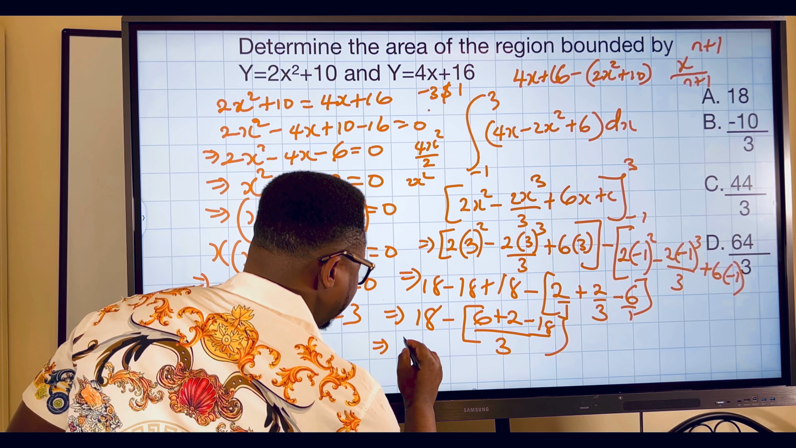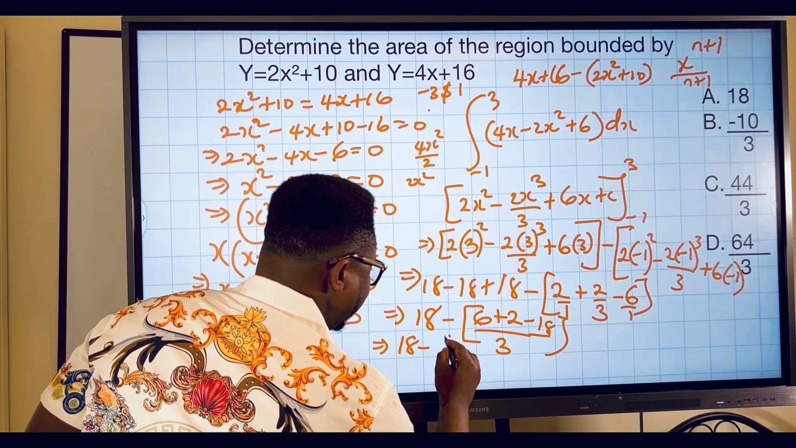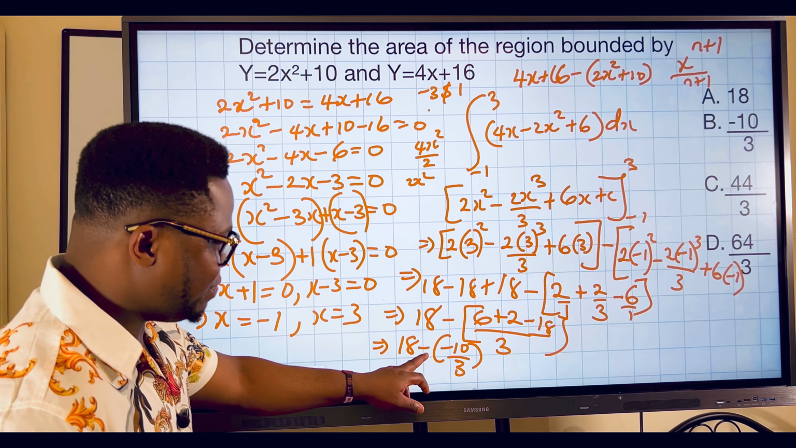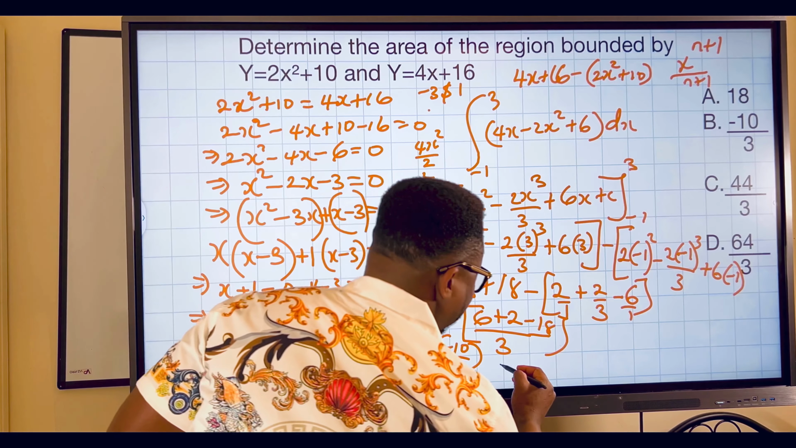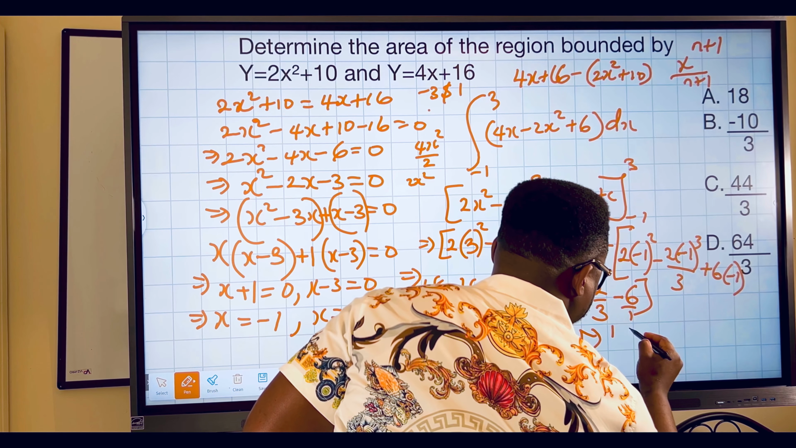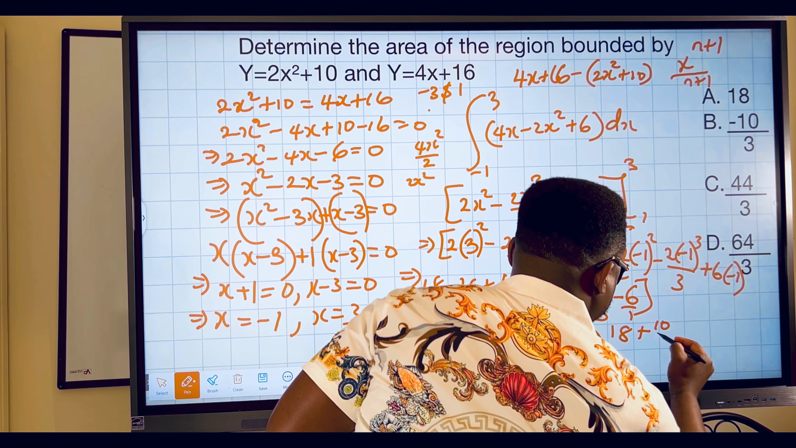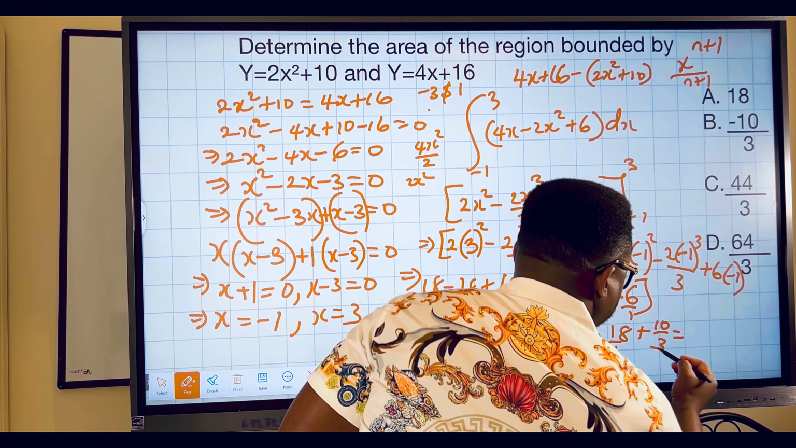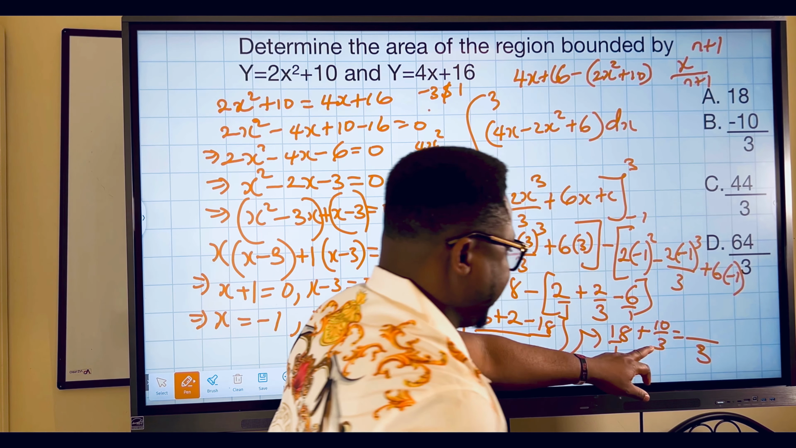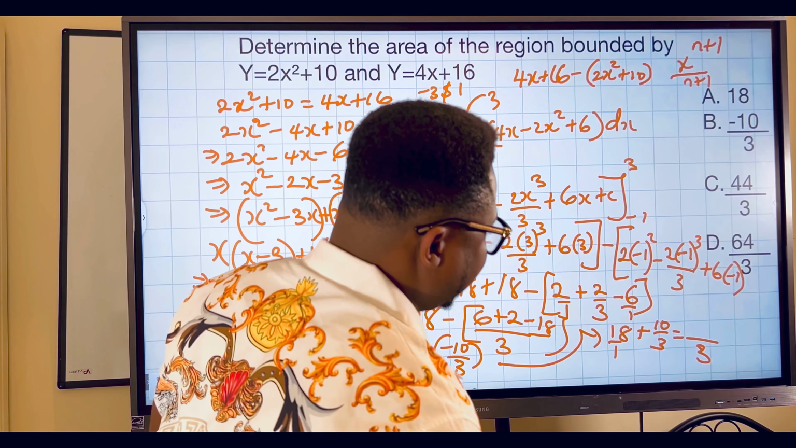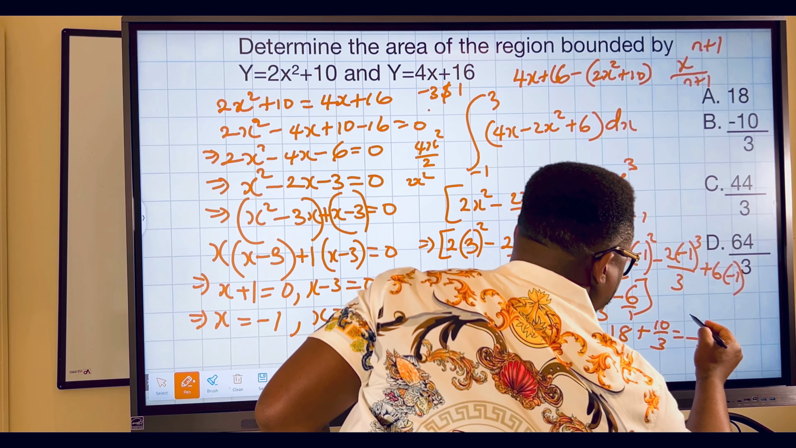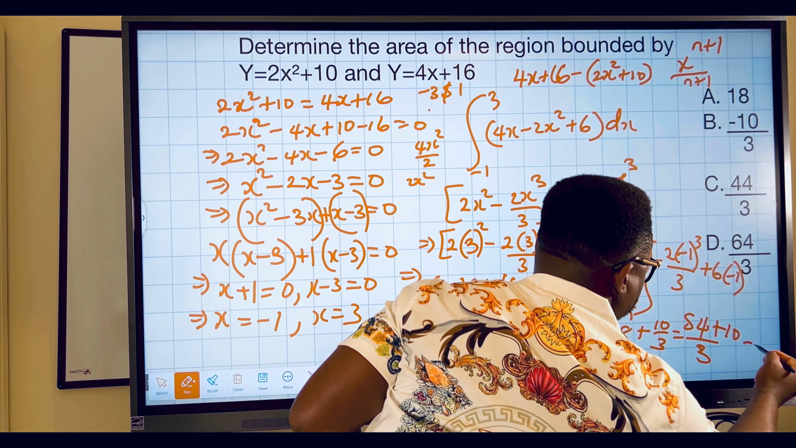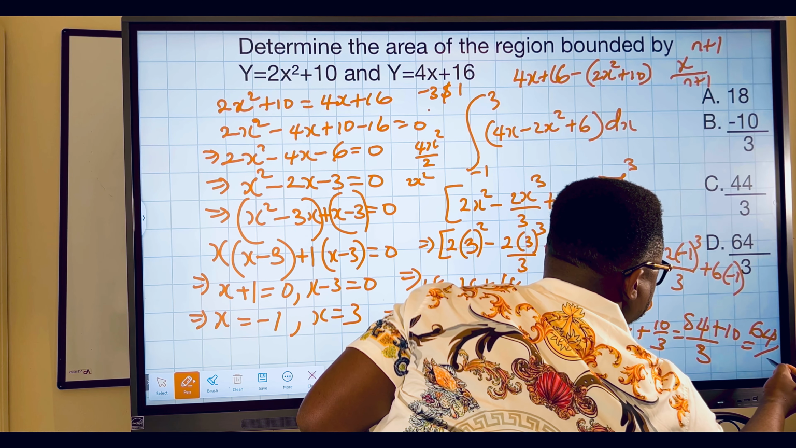Now this is the same thing as 18 minus bracket minus 10 over 3. So minus times minus is going to be plus. So I'm going to have 18 plus 10 over 3. If I make this over 1 as a fraction, I'm going to have 3 here. So 3 times 18 is going to give me 54. So 54 plus 10 is going to give me 64 divided by 3.